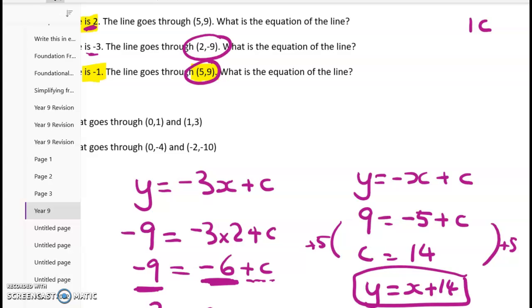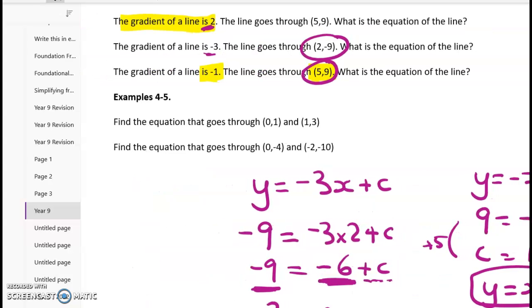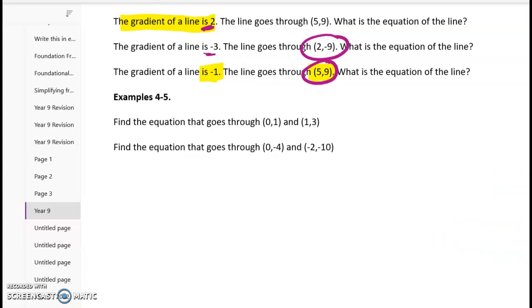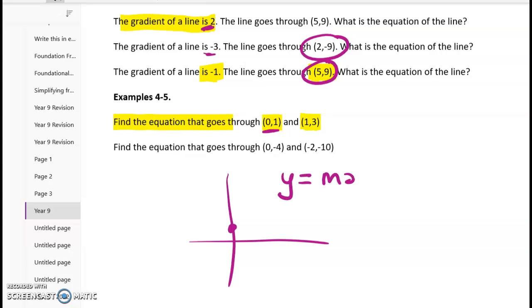So that's those three done. Right, now onto these next ones. So a few ways we can think about what's going on here. I've given you 2 points, but one of those points is the y-intercept in each case. So for this first question, find the equation that goes through 0, 1 and 1, 3. So doing some really bad drawing here, we know this point is 0, 1. Now that's more useful than lots of other points because it means my equation will be y equals mx plus 1, because 0, 1 is on the line.